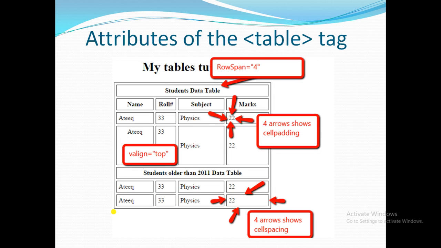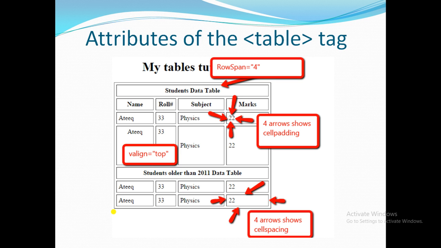So this is an example of attributes of table. Here we are using the rowspan equal to 4. So you can see the row has been divided into 4 columns. So a particular row has been divided into 4 columns. Then you can see the 4 arrows that are showing the cell padding. So this is the cell padding, that is the space between the border and the contents of a cell.